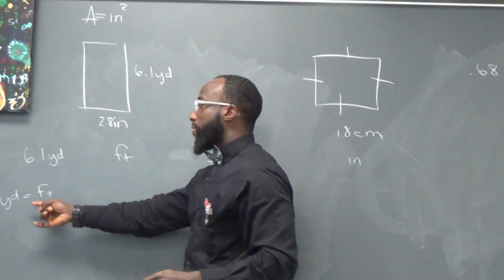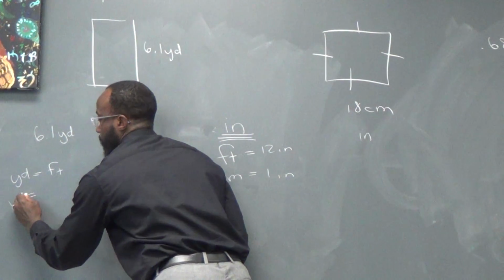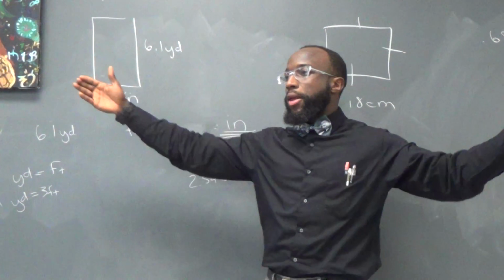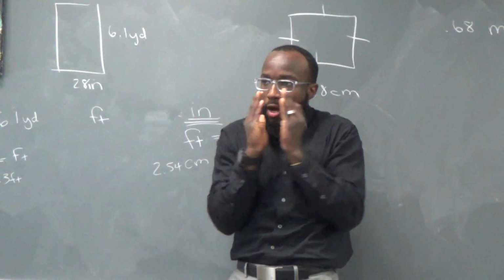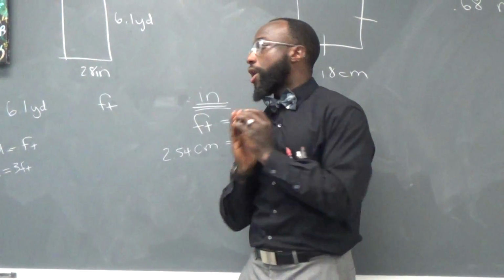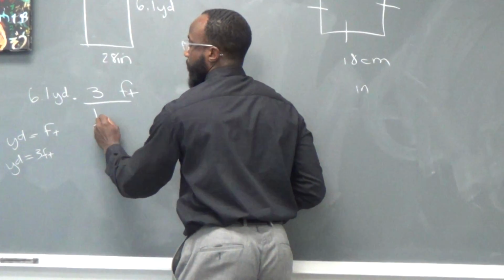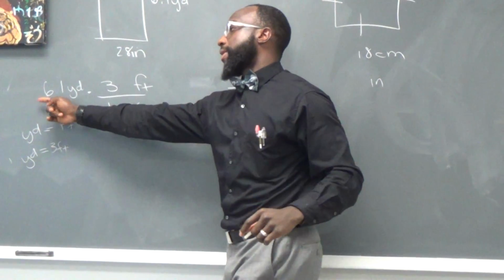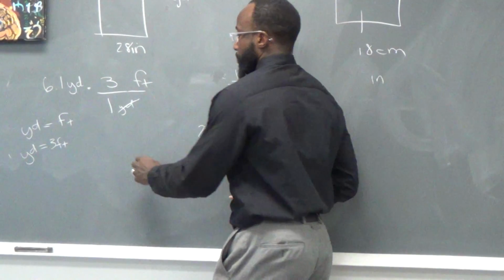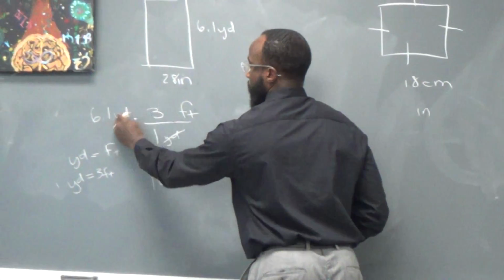So, first things first, what's the conversion? How many feet are in a yard? 3. 1 yard equals 3 feet. Now, remember I talked about, are we going from big units to small units or small units to big units? Big to small. Since we're going big to small, we're going to multiply. So we got 3 feet up here, and we got 1 yard, right? So we have to multiply 6.1 times 3. 18.3. So you get 18.3 feet now, because there's no more yards, right?